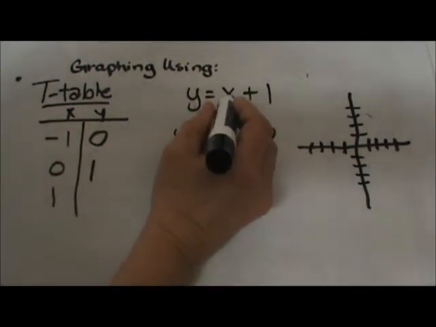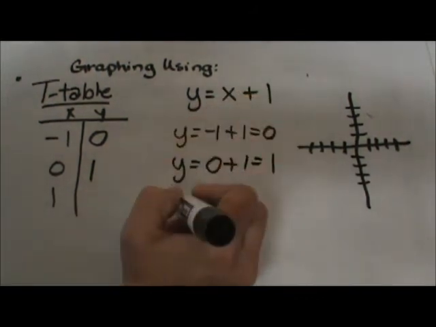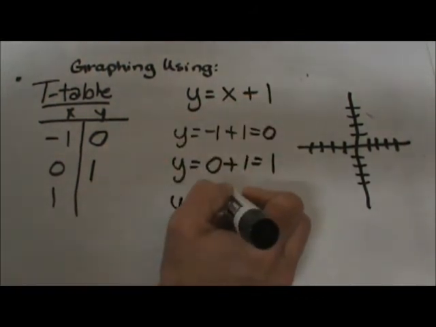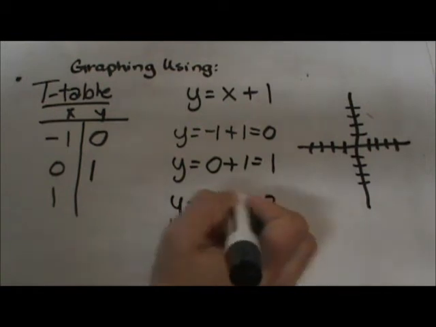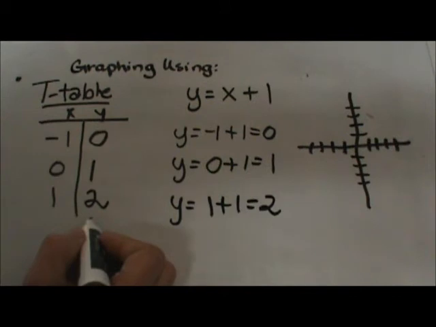Now let's plug in an x value of 1. So I'm going to go up here and plug in 1. So y equals 1 plus 1, which is +2. So my output is 2. So this gives me three ordered pairs. Now I'm going to graph them.